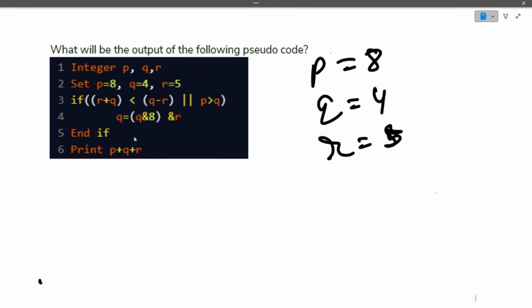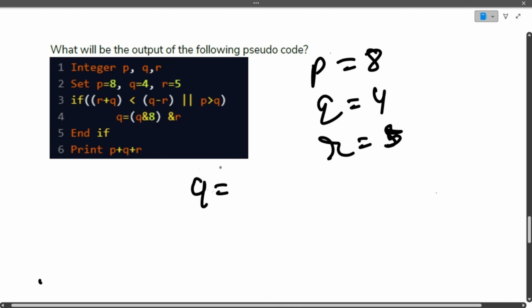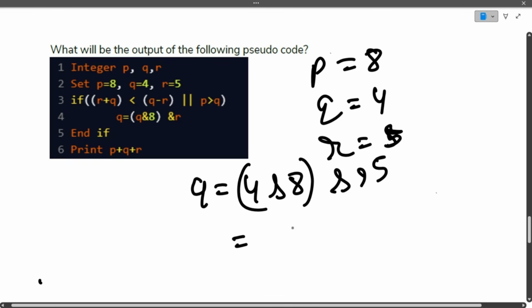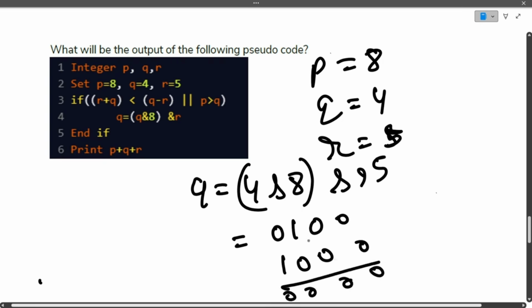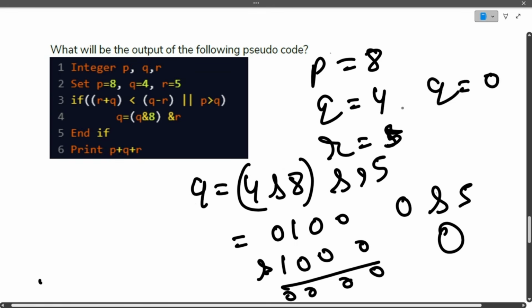Once we go inside this if condition, there is no else option written. So q is equivalent to q and 8 and r also. What is r? R is 5. So first of all, 4 and 8. Let's just write 4 as 100 and 8 as 1000. So if you will see, it is 0 only, because we are doing the AND operation. So it means we are doing 0 and 5, and 0 AND anything is 0 only. So now our q has become 0, so it has updated the value to 0.